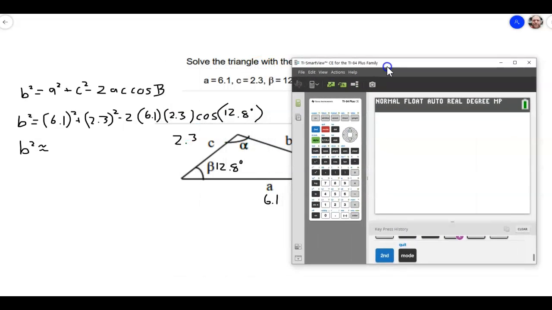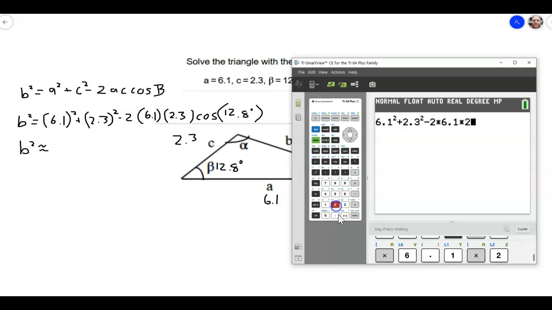All right, so then plug all that in. 6.1 squared plus 2.3 squared minus 2 times 6.1 times 2.3 times the cosine of 12.8.